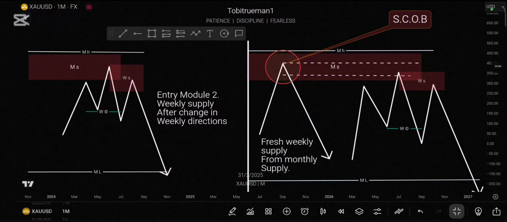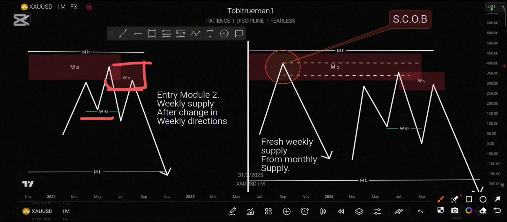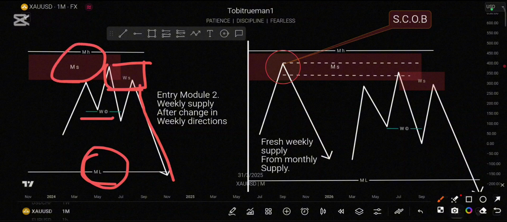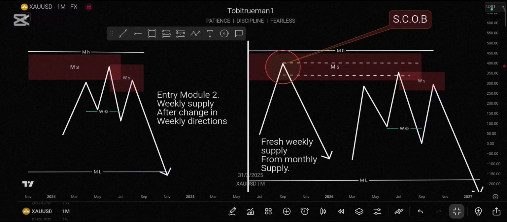So once the higher low has been taken, which is this one, causing a change in direction, the supply zone at the top there, we are going to take it and sell this trade, and our target will be at the monthly low, because it is the monthly that gave us the signal of this supply zone that has now given us another confirmation on the weekly using our second entry model. Meaning that our entry model 2 is this, weekly supply after changing weekly direction. So there's now a change in direction of the weekly.